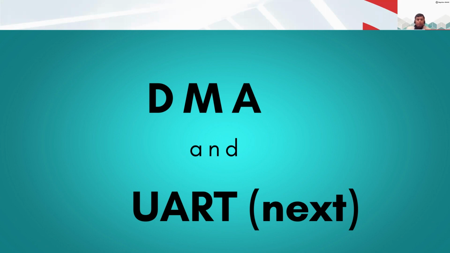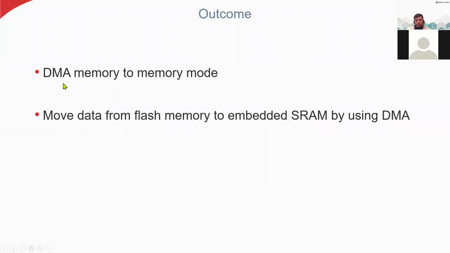So DMA and UART, that is the direct memory access and the universal asynchronous receiver transmitter. Let's see DMA now. You will be able to understand at least some idea about how data transfer occurs by using this DMA, between memory to memory, or moving the data from flash memory to embedded SRAM, and so on. Because inside the microcontroller there are so many blocks, I already mentioned the purpose of the DMA is that we are not using the CPU resource, but we still transfer the data between different blocks.